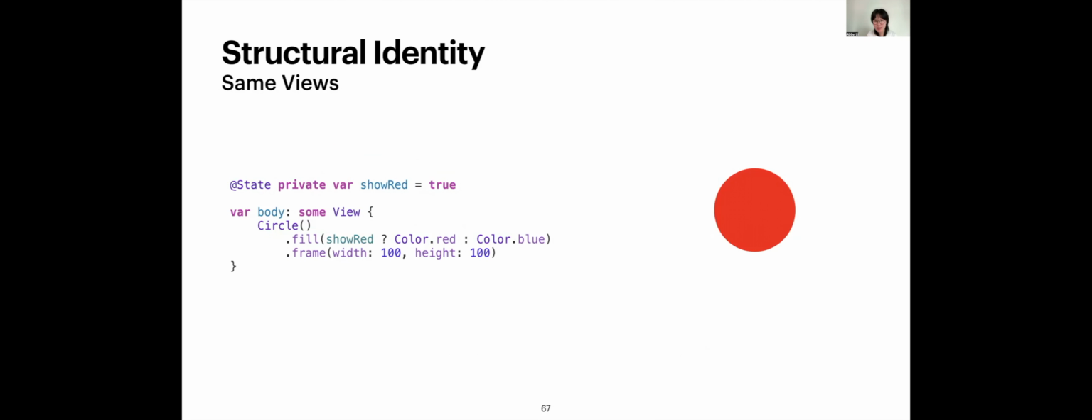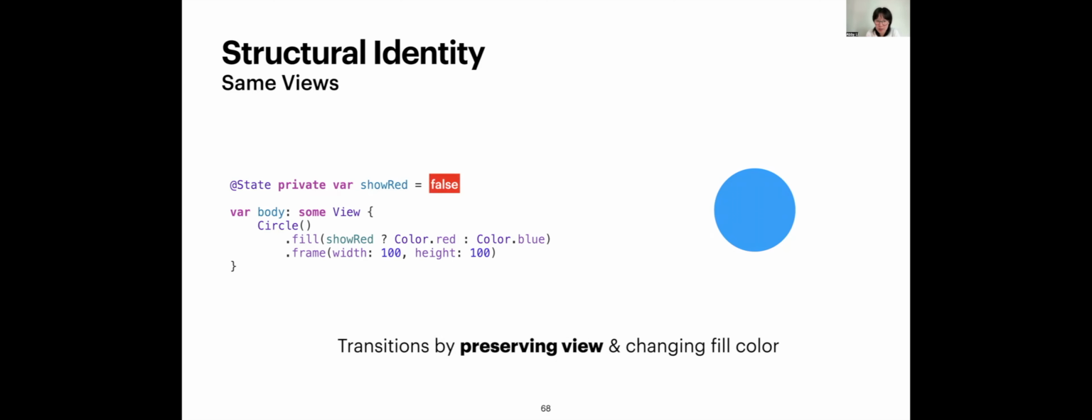But if we rewrite this using a single circle with a ternary operator in the fill modifier, showRed ? Color.red : Color.blue, now it's one view. SwiftUI sees the same circle in the same position. So when showRed changes, it just updates the view color. No fade in or out, just a smooth color change. The view is preserved.